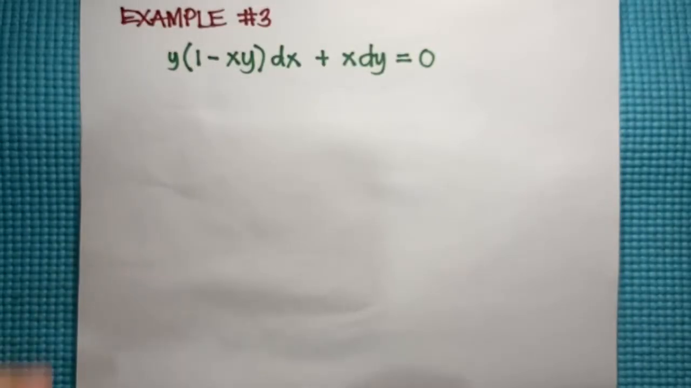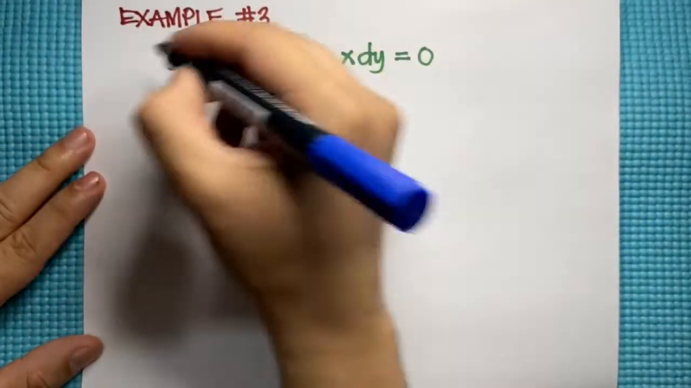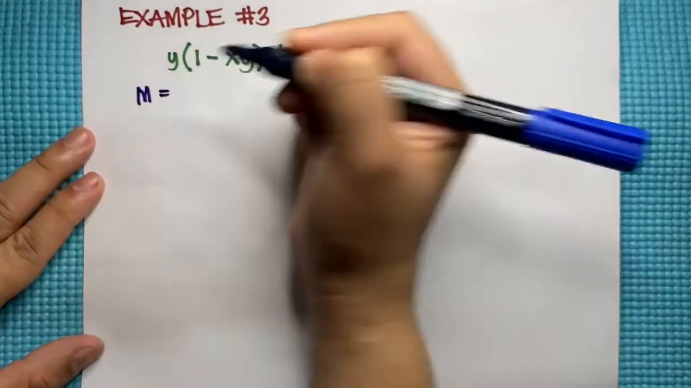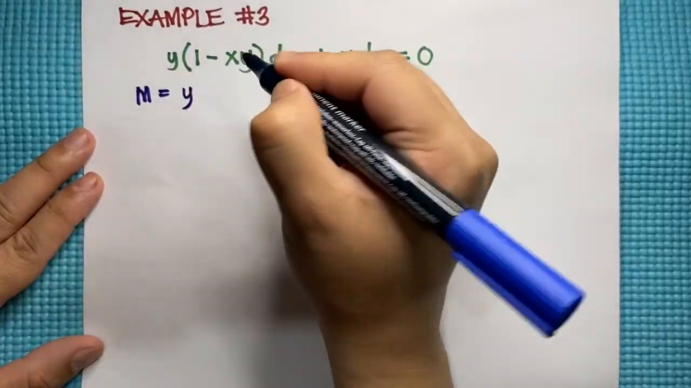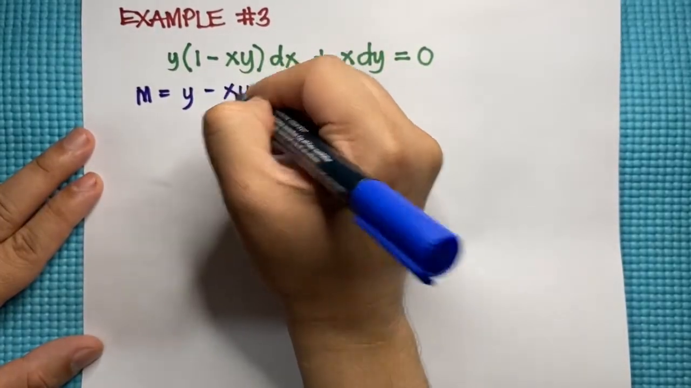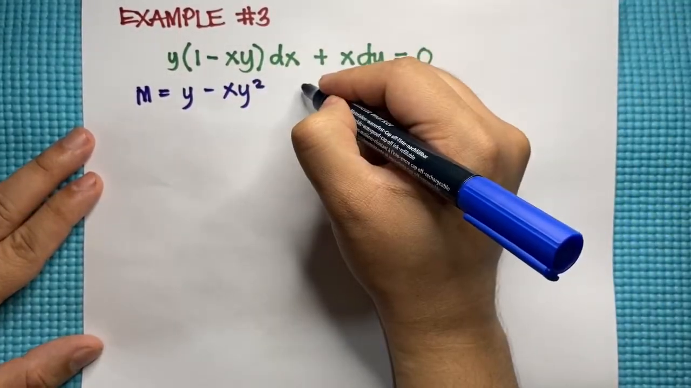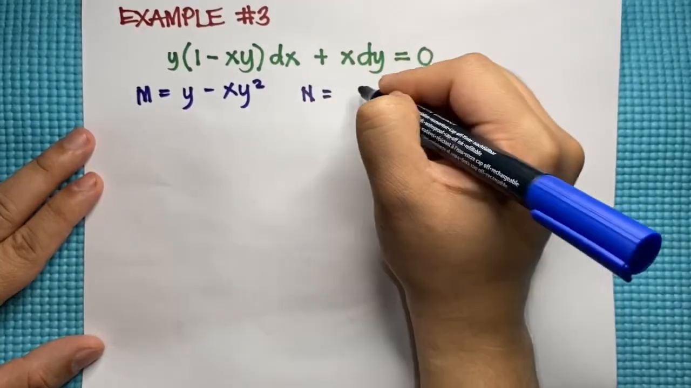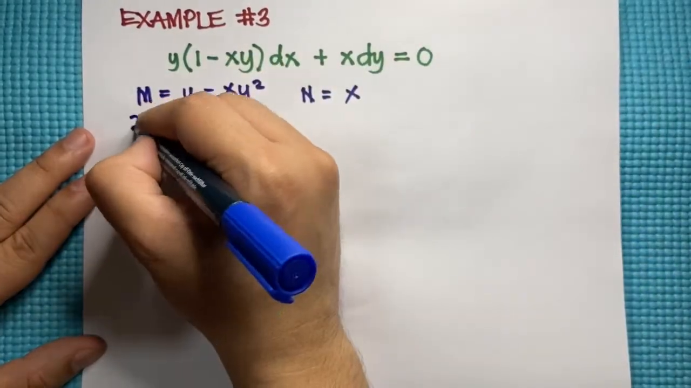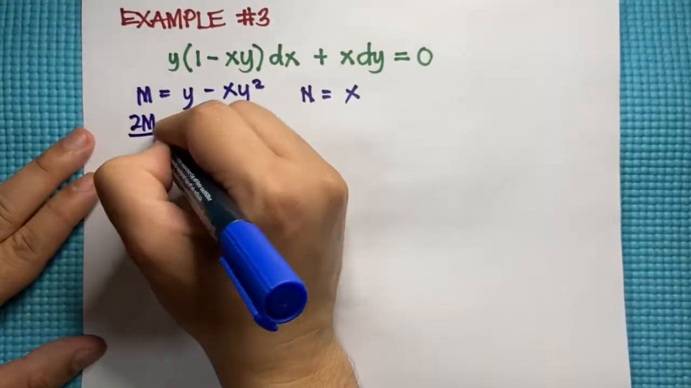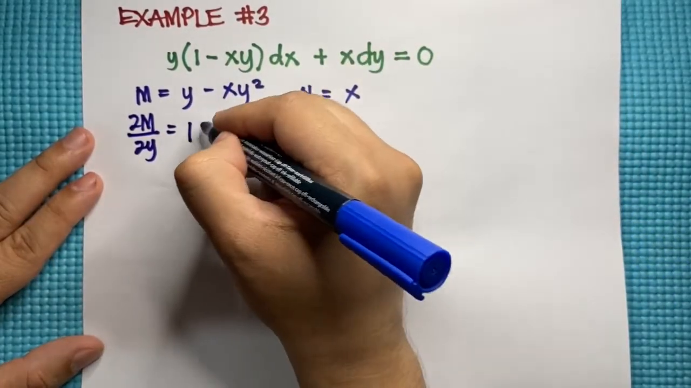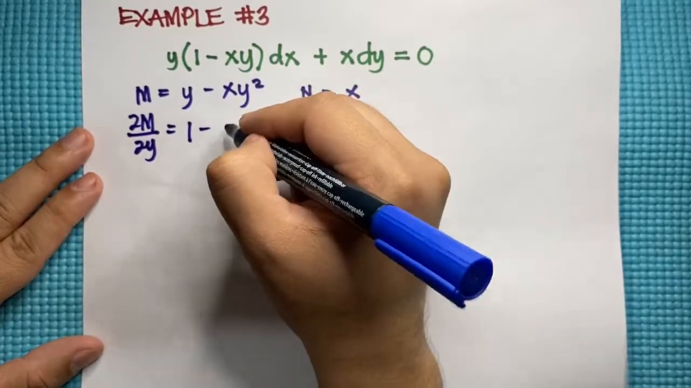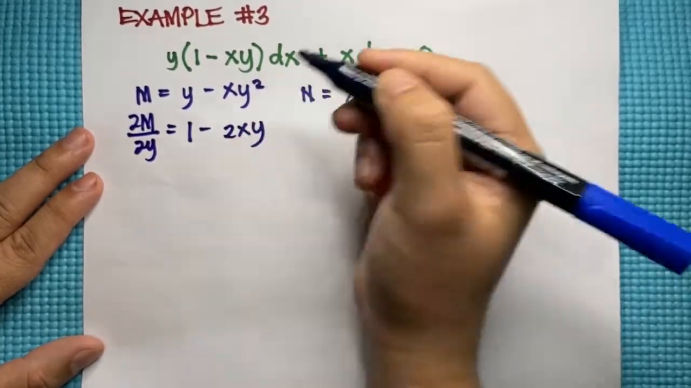So if it is non-exact or not, m then, I'm going to distribute it right away. So this would be y minus xy squared. And then our n would be equal to x. So the partial derivative of m with respect to y is equal to 1 minus 2xy.